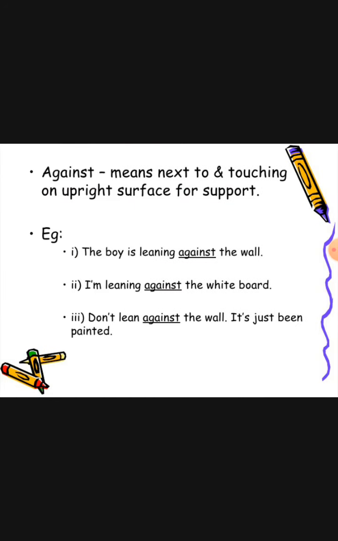Now, against is used when something is next to and touching an upright surface. As we saw in the previous picture, the boy is leaning against the wall. It means he is taking support and is also touching the surface of the wall. That's why we use against here.